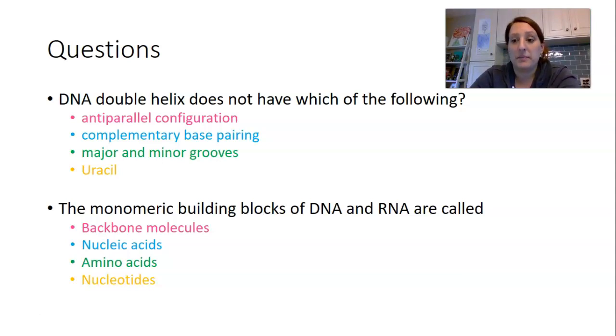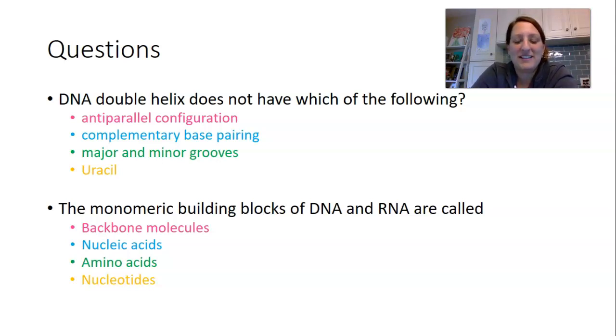There is complementary base pairing. Remember, A to T, two hydrogen bonds, C to G, three. In one complete turn, or 3.4 nanometers of the double helix, we find a major and a minor groove. And so the only one that doesn't fit here is uracil. Remember that uracil is only found in RNA, where thymine is found in DNA. Next question.